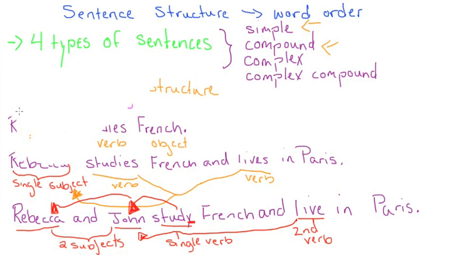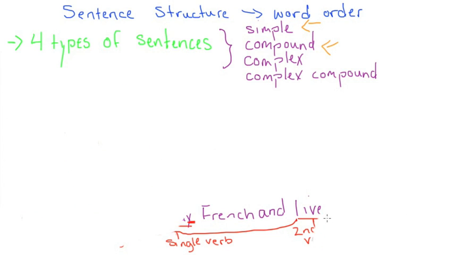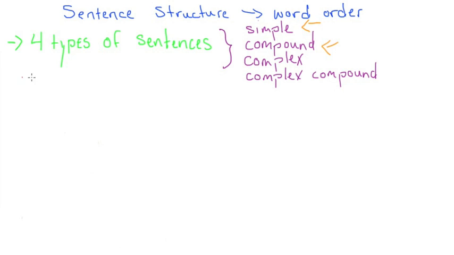So simple sentences are very easy. You just have to have the subject plus the verb, and the verbs correspond with the subject.